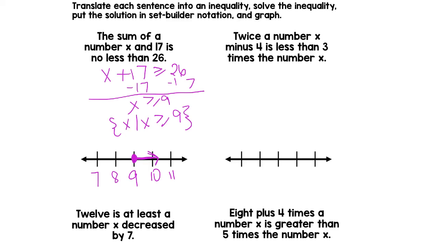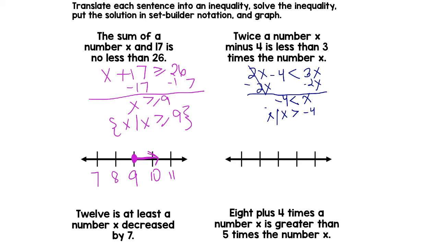Twice a number x minus 4 is less than 3 times the number x. Now we got to get the x's together, so we can subtract 2x from each side. We get negative 4 is less than x. Well, we want to flip this around the other direction. So to do that, I'm going to write the signs in their opposite spots. I notice the point is pointing towards negative 4, so I have to flip that around and make sure it keeps pointing towards negative 4.